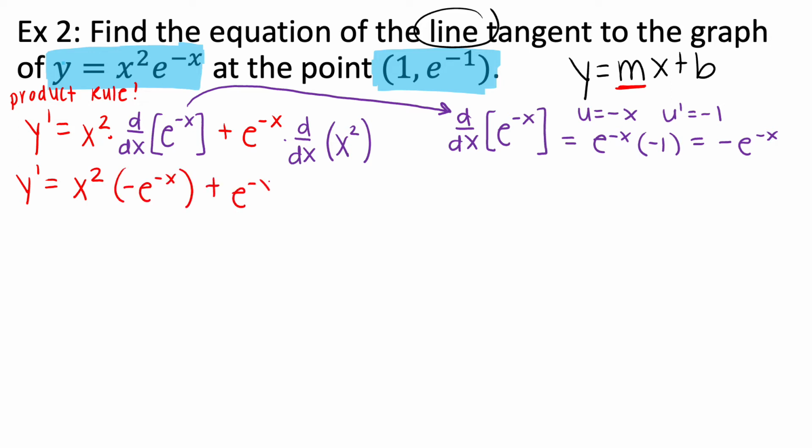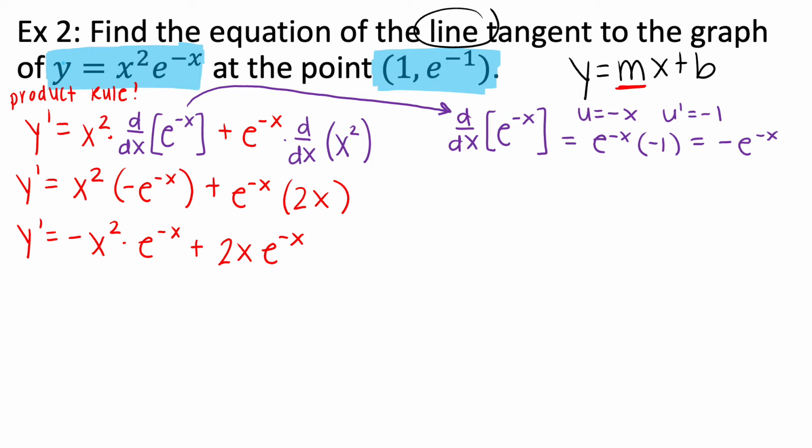plus e to the negative x, and now taking the derivative of x squared, hopefully we remember using the power rule, that's just going to turn into 2x. So now we've done all of our differentiating. Let's just simplify this really quickly. Y prime is equal to negative x squared times e to the negative x plus 2x times e to the negative x. And we could simplify further.